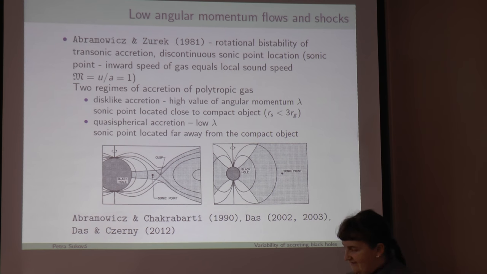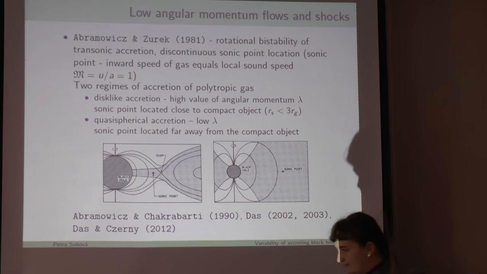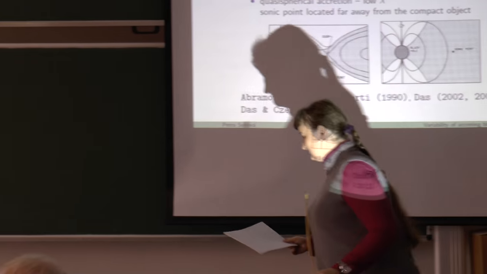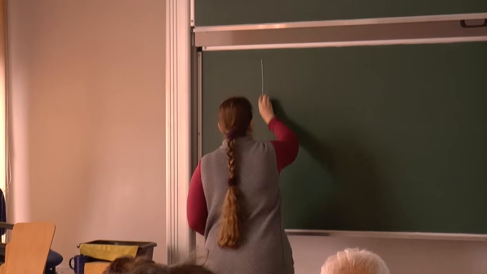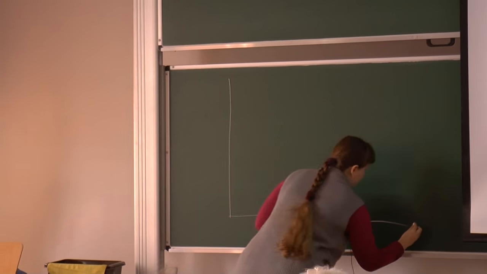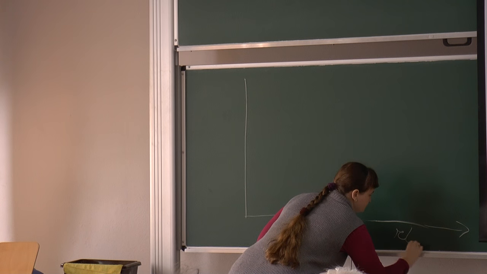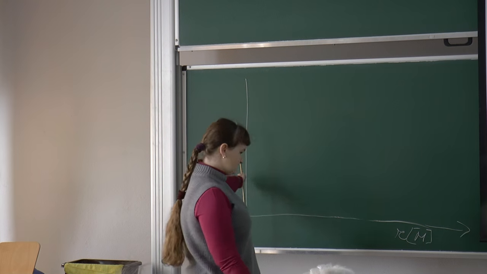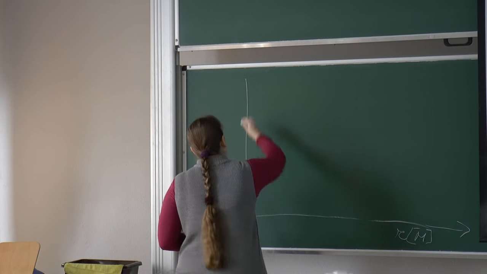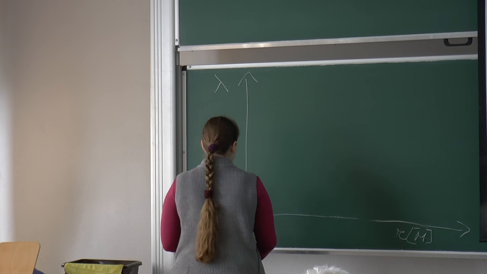Okay, so now I will be drawing a plot here during my talk, and I would like to show you at the end what we know about low angular momentum flows. I will start here with a plot where on the x-axis is the radius from the black hole, so the black hole is here. And on the y-axis is the angular momentum of the incoming matter.